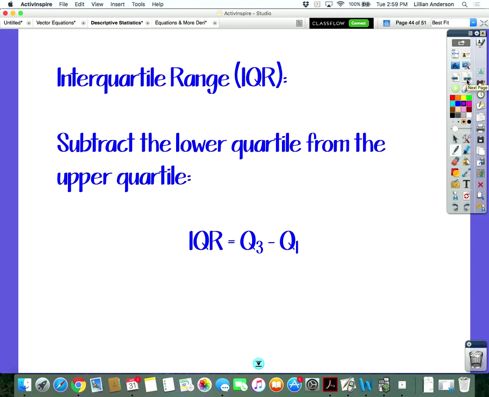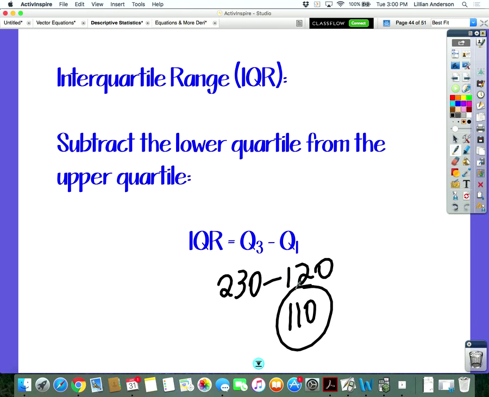And the last one is IQR. IQR stands for interquartile range. This is where a majority of your data lies, between the upper quartile and the lower quartile. So to figure out that range, you just subtract those two numbers from each other. For my last example, my upper quartile was 230. My lower quartile was 120. So my interquartile range would be 110. I'll just subtract them. Simple as that.